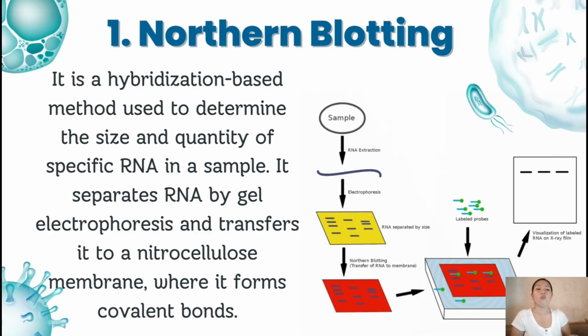So the bands show us if the target RNA is present or how big it is and how much there is. An example of this is that a researcher might use northern blotting to see if a specific viral RNA is present in a patient's tissue sample to confirm if it is an infection. So commonly, researchers use this method to see different infections on the RNA sample.